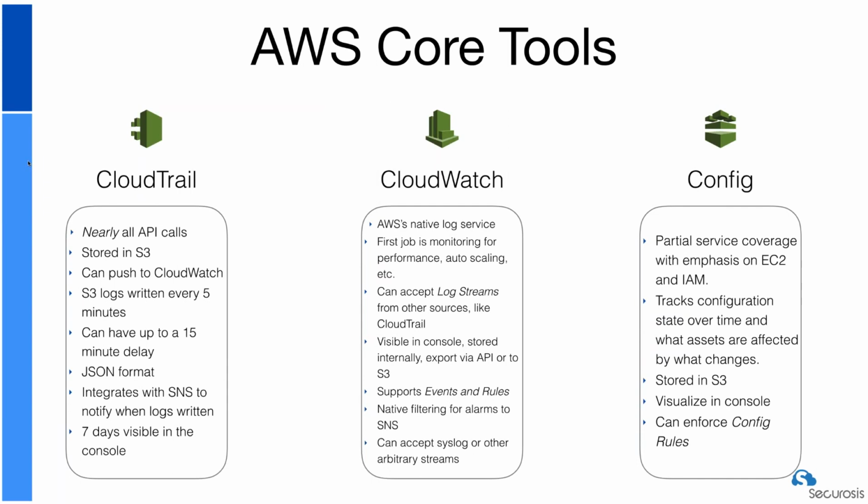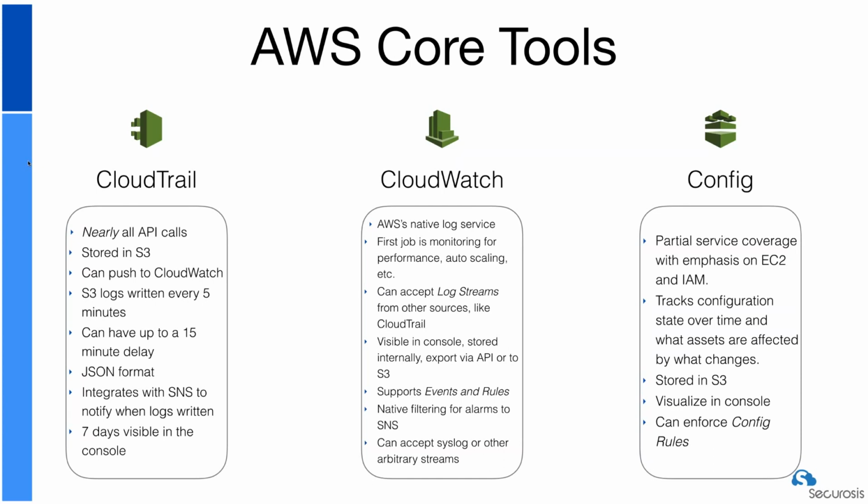So let's talk a little bit about what this looks like in Amazon. As I mentioned before, the different tools, CloudTrail, CloudWatch, and Config, are the 3 primary monitoring tools that we've got for Amazon. On the CloudTrail side, we've got, as I mentioned earlier, all the API calls. It actually stores it in Amazon's S3, which is its object storage service. But it can also simultaneously push those logs to CloudWatch, which I'll get into in a moment, which is the native logging service.